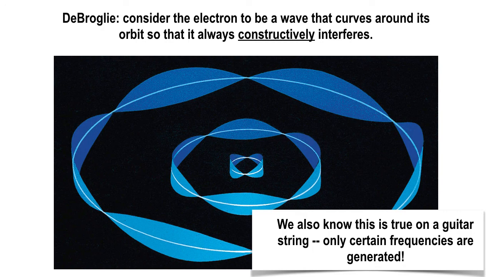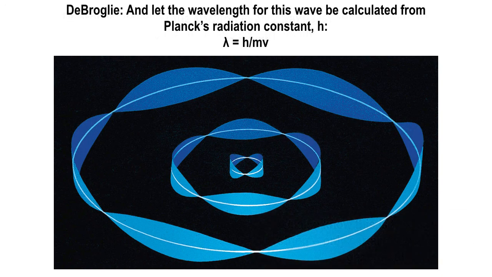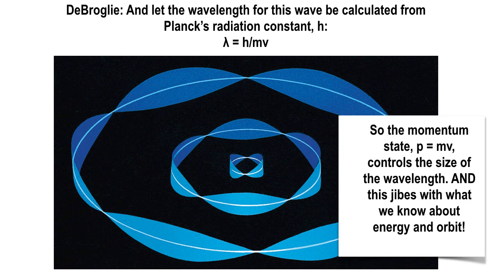Now, here's the formula. This is the de Broglie relation. The wavelength of the particle is Planck's constant, h, divided by its momentum, p equals mv. Lambda equals h over mv. Okay? So the momentum state controls the size of the wavelength. And all that is controlled by the orbit and the energy. The charge on the electron, the charge on the nucleus, whatever nucleus it happens to be, hydrogen or uranium or anything in between.